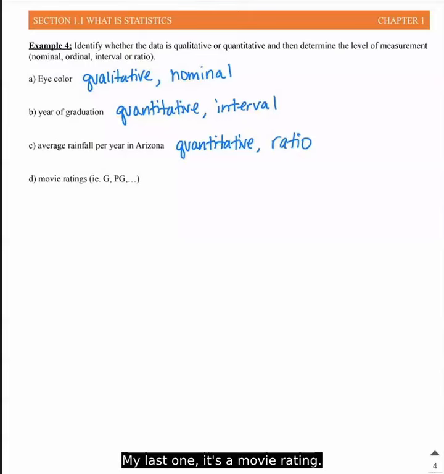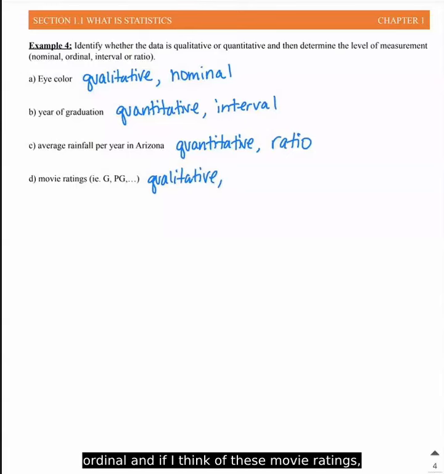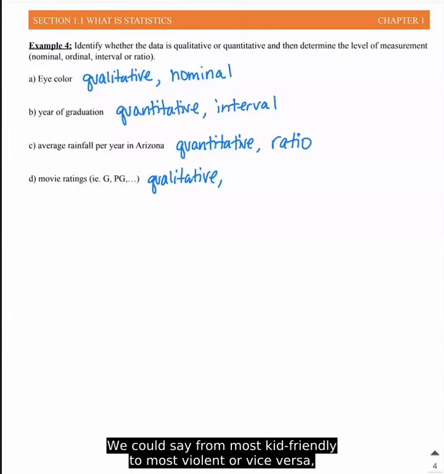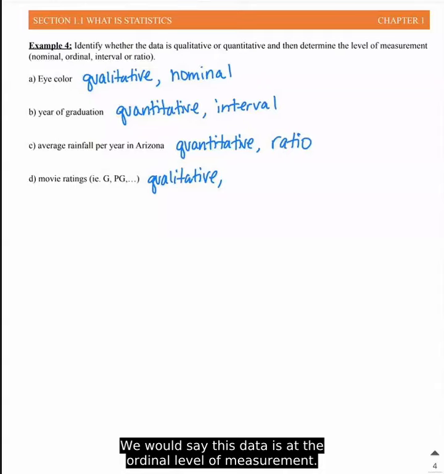And so my last one, it's a movie rating. So we have G, PG, you could have PG-13, you could have R. And if I think of this type of data, this would be qualitative data. I can look at nominal, ordinal, and if I think of these movie ratings, is there a way to put them in order? In this case, there is. We could say from most kid-friendly to most violent, or vice versa, but there is a way to categorize them that makes sense. And so we would say this data is at the ordinal level of measurement.